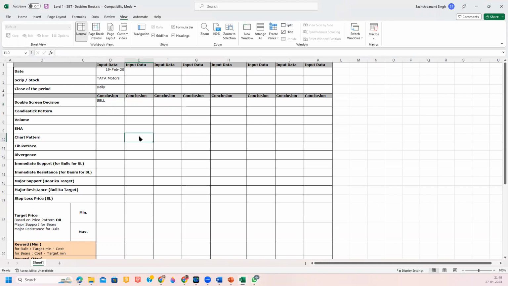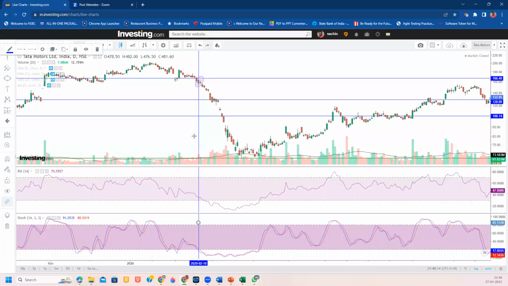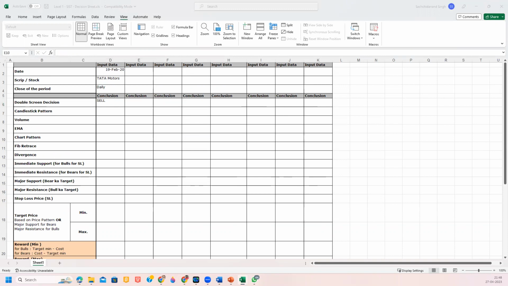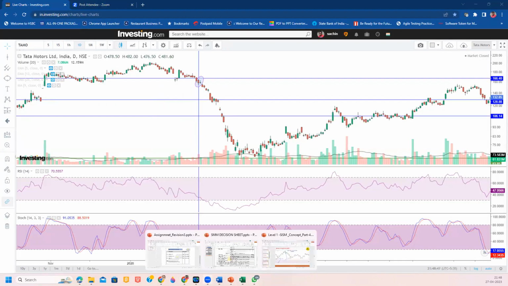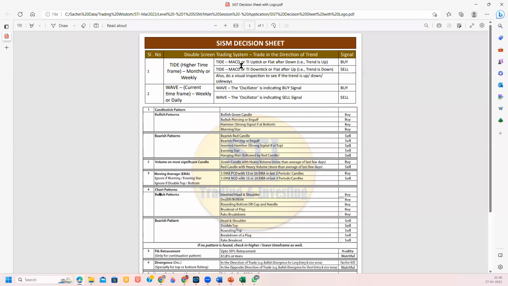So hope I am clear with this point. I checked MACD first in the higher time frame, that is the weekly one, and because it has shown the negative crossover, that is the sell signal. And RSI and stochastic, these are the two oscillators I need to check, and the oscillators are also giving the sell signal. Based on these two decision points, which is called the double screen system, both are indicating a sell signal. So my first level check has been done.